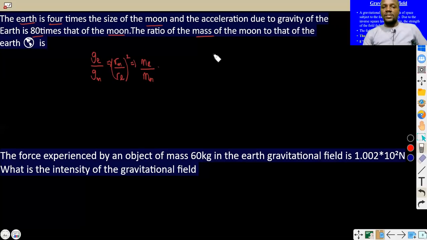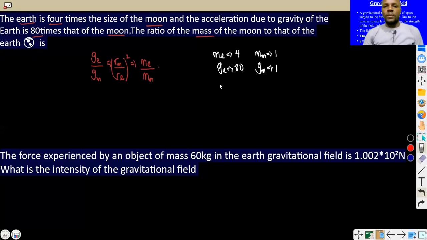Mass of Earth is 4 times mass of moon. So mass of Earth is 4, mass of moon is 1. And the acceleration due to gravity of the Earth is 80 times that of the moon. Gravity of the Earth is 80, gravity of the moon is 1. Are you following?